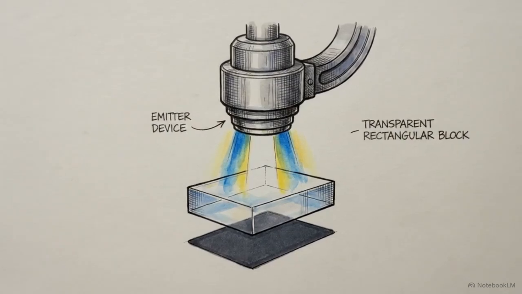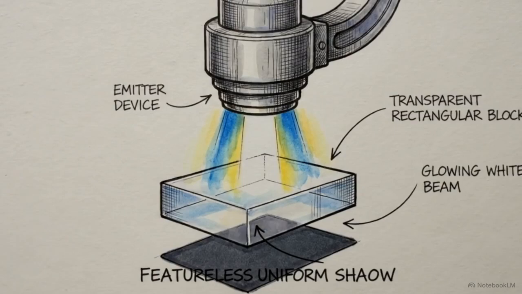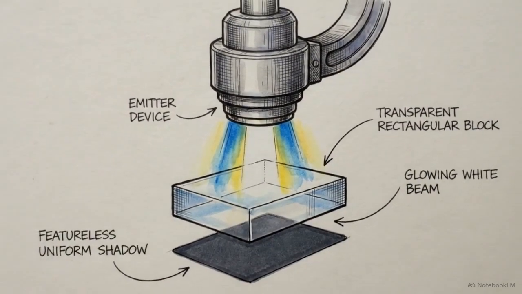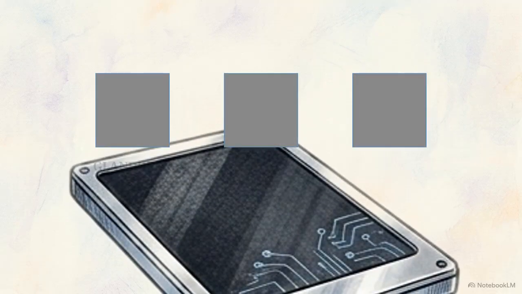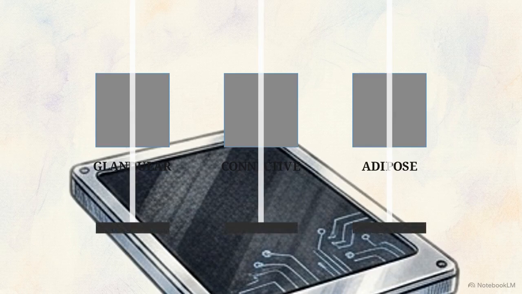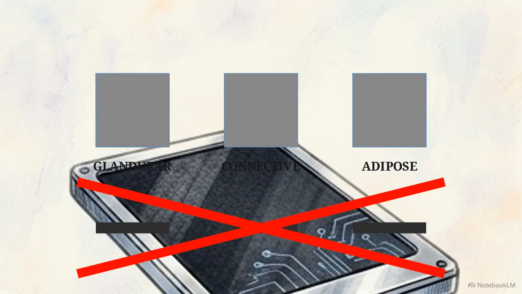This simulation models a high-energy architectural X-ray beam passing through a homogeneous block of soft silicone. The result is a completely flat, featureless shadow. In human anatomy, the attenuation coefficients of glandular breast tissue, connective tissue, and adipose fat are nearly identical. A standard high-energy diagnostic beam passes through all of them equally, leaving no contrasting shadows to analyze.